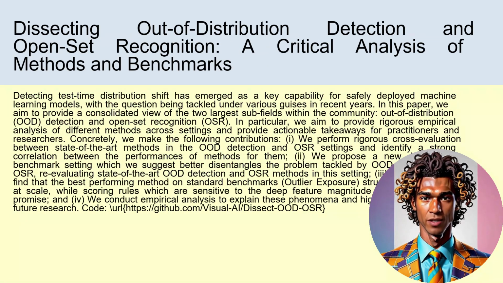In the research titled Dissecting Out of Distribution Detection and Open Set Recognition, a critical analysis of methods and benchmarks, the authors delve into the realm of making machine learning models more robust to unexpected data. Imagine training your dog to recognize different types of food, apples, oranges, and bananas. But what happens when you give it a pineapple, which it's never seen before?